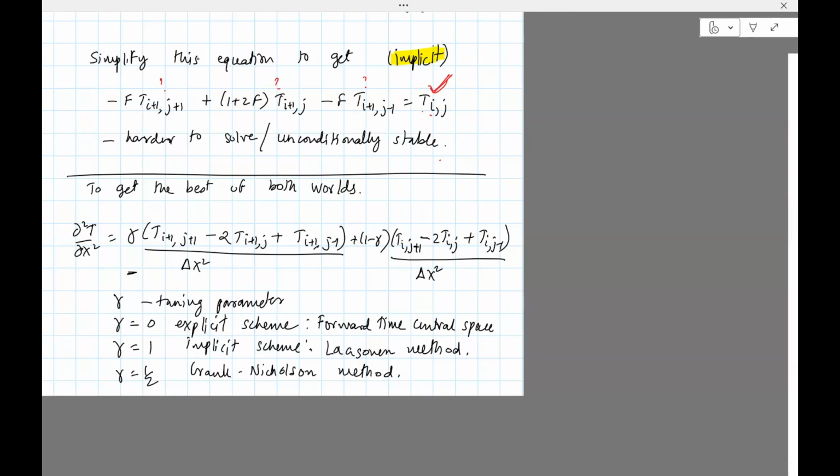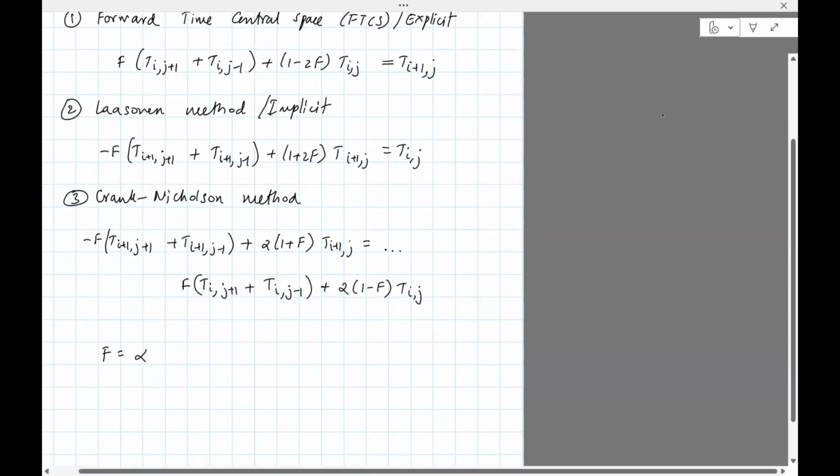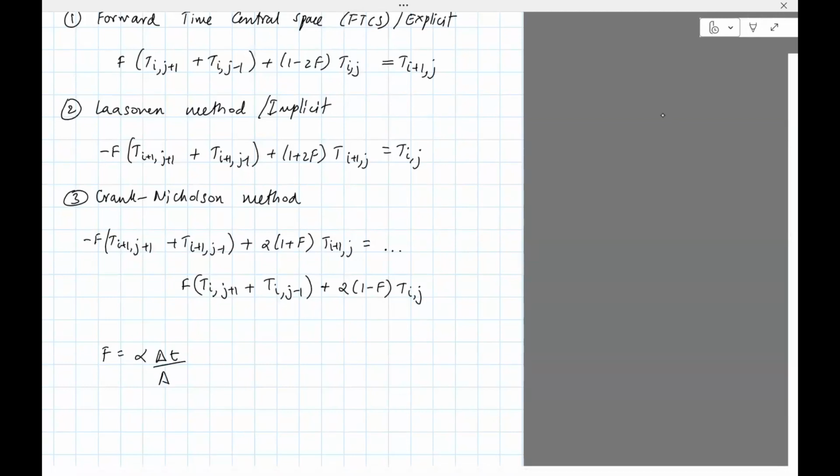I'll give you a summary of all the three methods, so you can just use them when you are solving a problem. Okay, so those are the three. Also F, if you remember, is alpha delta t divided by delta x squared.